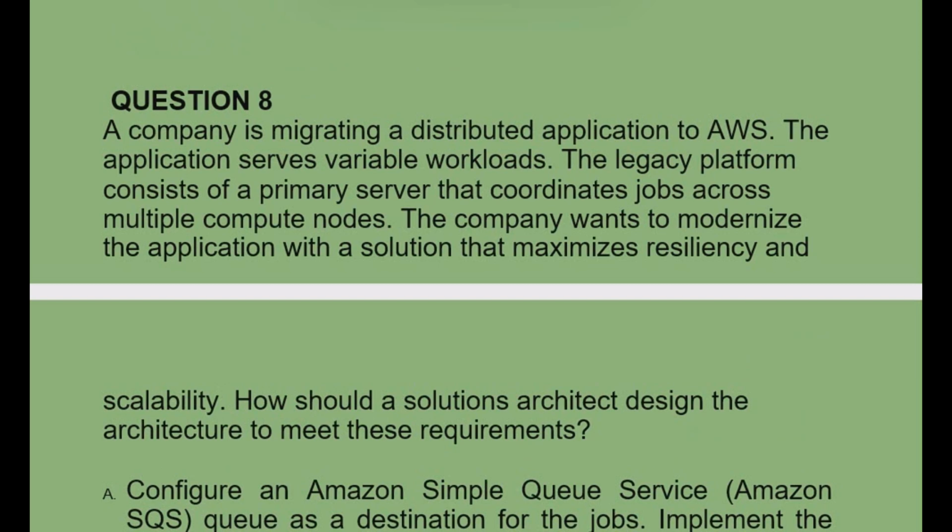Question is, a company is migrating a distributed application to AWS. The application serves variable workloads. The legacy platform consists of a primary server that coordinates jobs across multiple compute nodes. The company wants to modernize the applications with a solution that maximizes resiliency and scalability. How should a solutions architect design the architecture to meet these requirements?